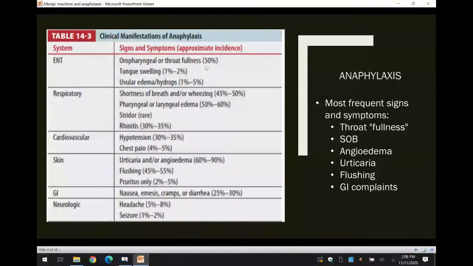The risk of death is highest within the first hour, and a lot of times it gets missed because they have atypical symptoms. So anytime more than one system is being affected, anaphylaxis should be considered as part of the differential.